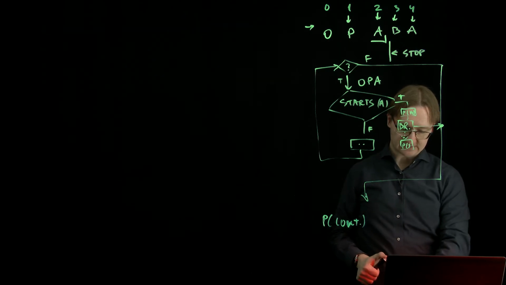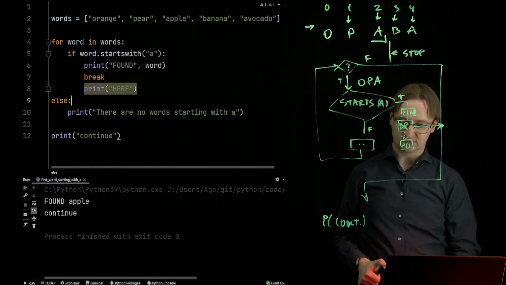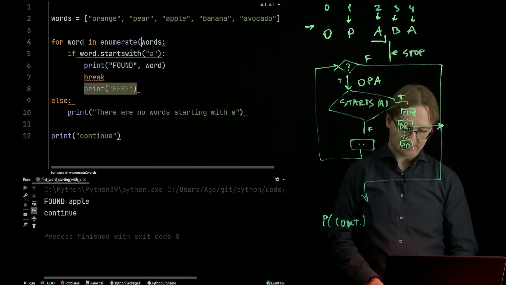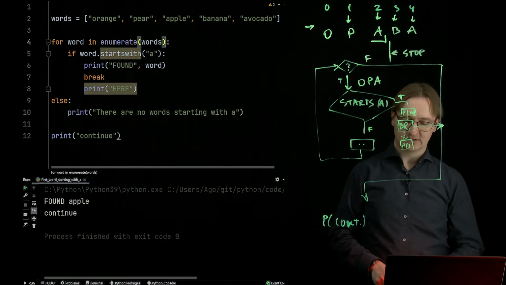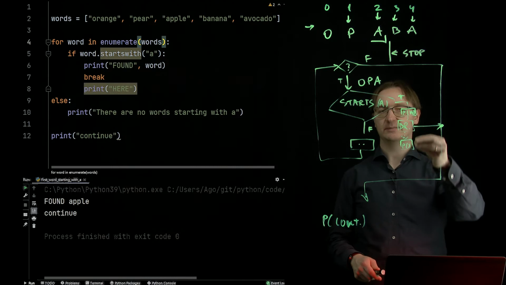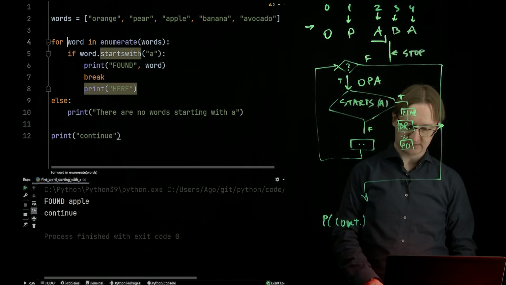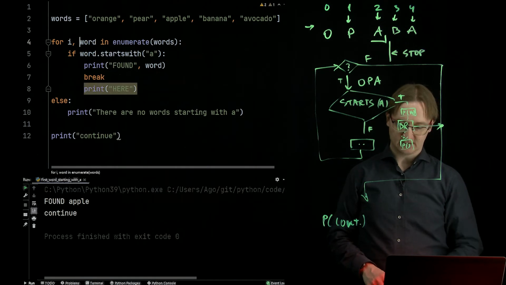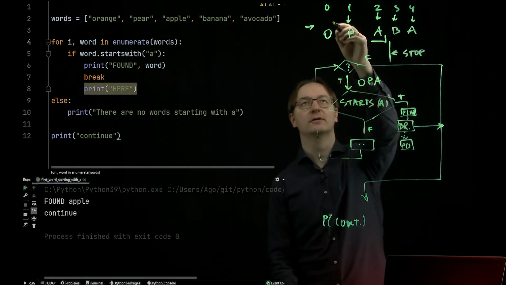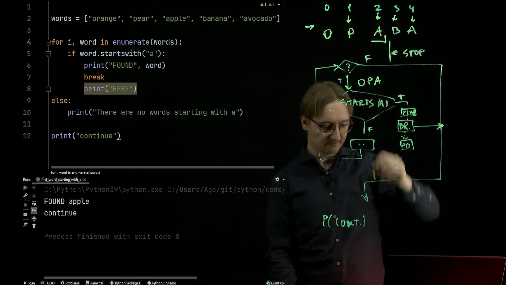To have the index, in addition to getting the word itself, I can use enumerate here. And what enumerate does, it actually gives us, in addition to the element itself, the index or the position. So I can get i and word here. So for every element, I get both the index and the value of the element. Index and the value, index and the value.